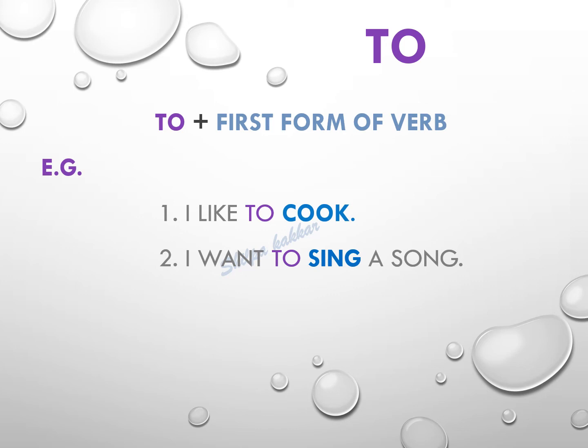The second sentence indicates the same thing. If I say, I wanted to sing a song, then it's different. I wanted to singing a song, then it is wrong. I want to sang a song, again it is wrong. So, be careful. When to is there in the sentence, it should be followed by the first form of the verb. So, it will help you to rectify the error if there would be any.